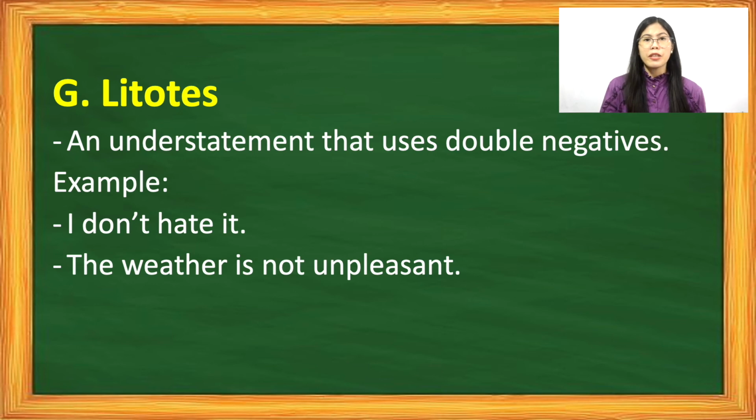Next, "The weather is not unpleasant." As you can see, we have double negatives such as not and unpleasant. This double negative creates a positive effect. So this sentence means the weather is pleasant.